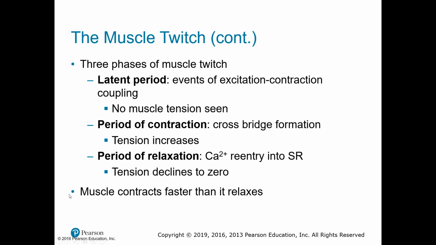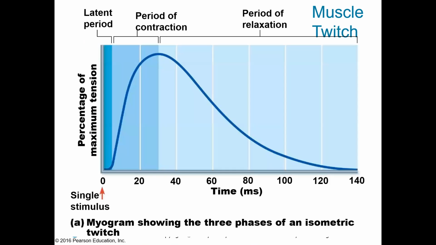Contraction is very fast. Relaxation is slow. So these are the three phases of the muscle twitch. We can see just how fast it is. Here's our latent period. This is in milliseconds. This is about 5 milliseconds right here.